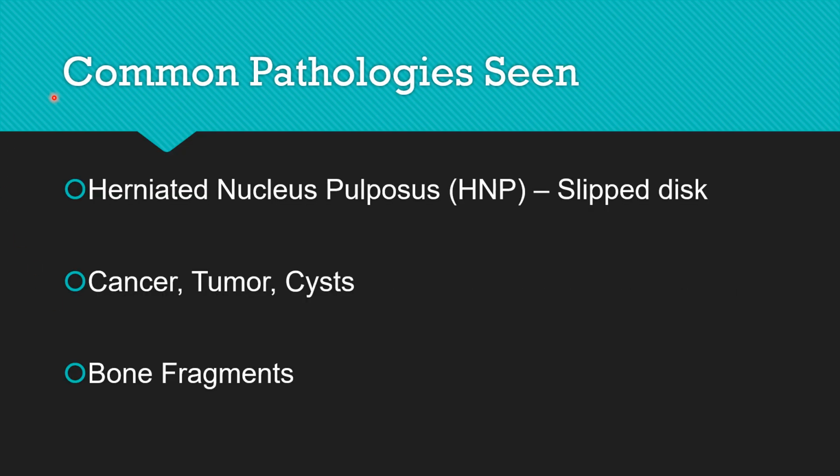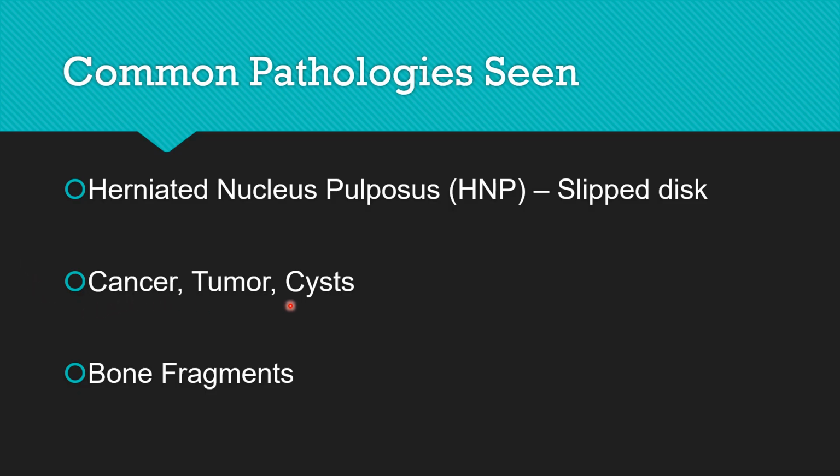Common pathologies seen. You'll go more into pathologies next semester, but for now, HNP, herniated nucleus pulposus, a slipped disc, is very, very common. The last time I had my MRI done, I had 3 herniated discs in my neck, 2 in my thoracic area, and 3 in my lumbar area. So very, very common, especially after doing x-ray on heavy patients for 15 years.